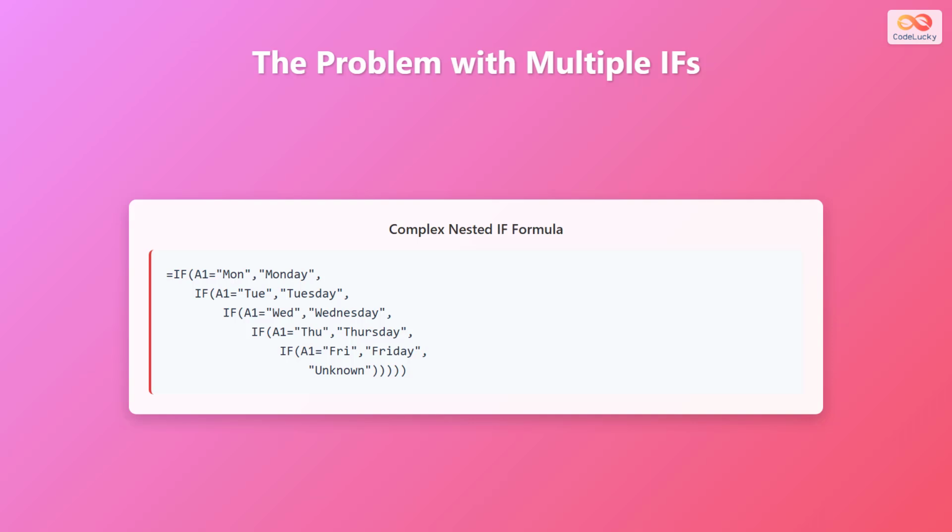Let's discuss the problem with multiple if statements. When you have to evaluate a single value against many different conditions, using nested if statements can become very complex and hard to manage. Take a look at this complex nested if formula example. It checks the value in cell A1 to see if it matches different days of the week. As you can see, it quickly becomes difficult to read and understand, which increases the chance of errors and makes it hard to maintain.